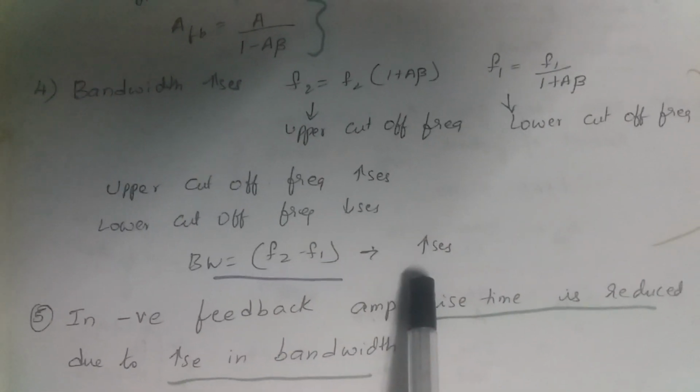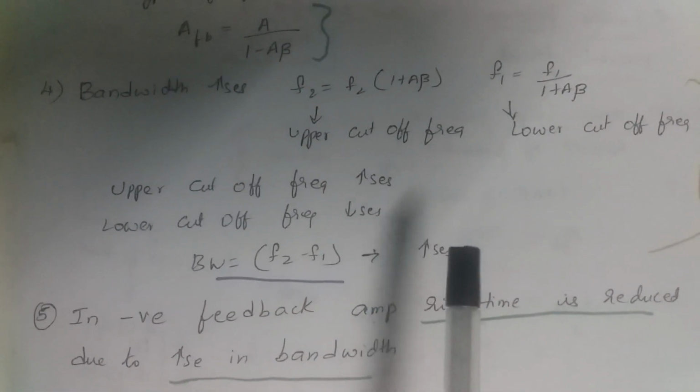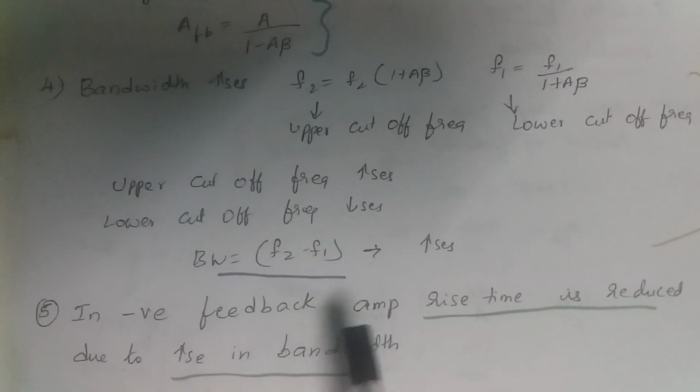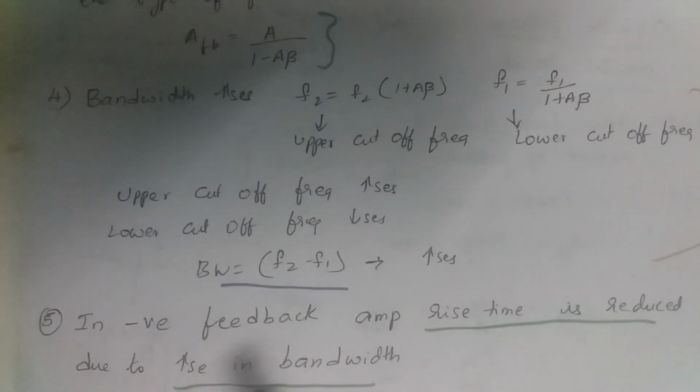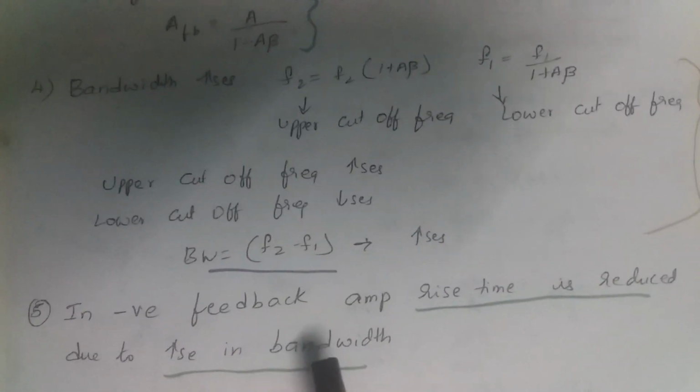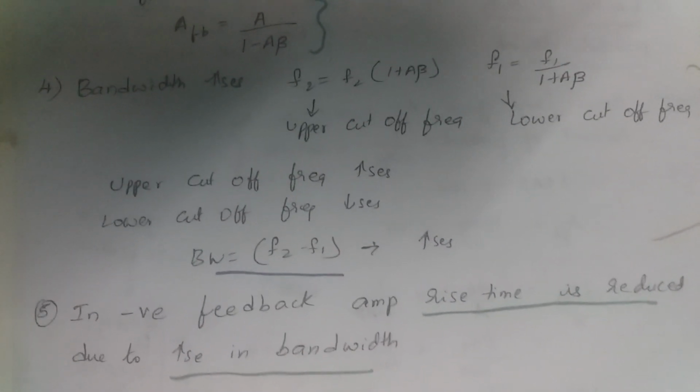So in a negative feedback circuit, what is happening? The bandwidth is increasing. In a negative feedback amplifier, rise time is reduced due to the increase in bandwidth, because rise time into bandwidth is constant. So that's all for this session.